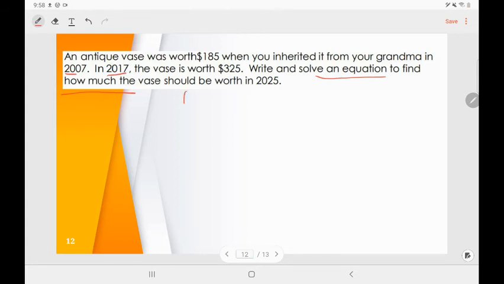So let's go ahead and write our ordered pairs. Again, please make sure you don't just choose the first part of the sentence to be my input. Remember, time is always my independent variable. Okay, so I have 2007 is paired with 185, and 2017 is paired with $325. So my first step is to calculate the slope.